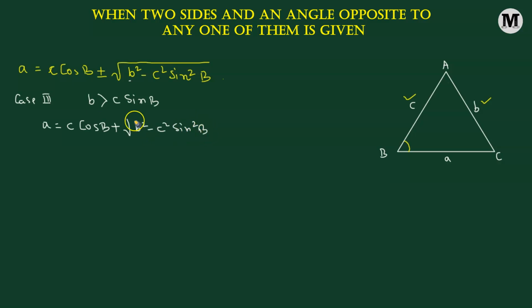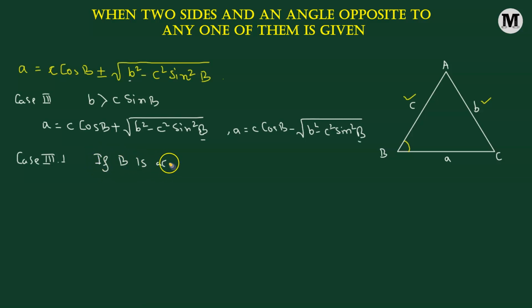So this is going to be one of the solutions, or we could get the other solution as A equals C times cosine of angle B minus the square root of B squared minus C squared sine squared B. Fine. So there are two solutions that are possible. But that is also going to depend on the measure of angle B. So for case 3 itself, we are also going to get two sub cases. Let's call it case 3.1.